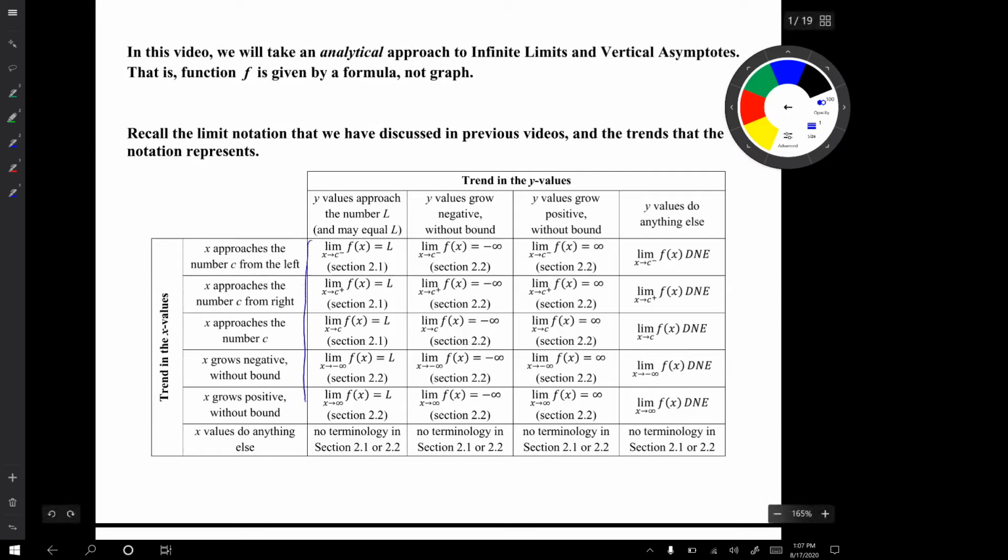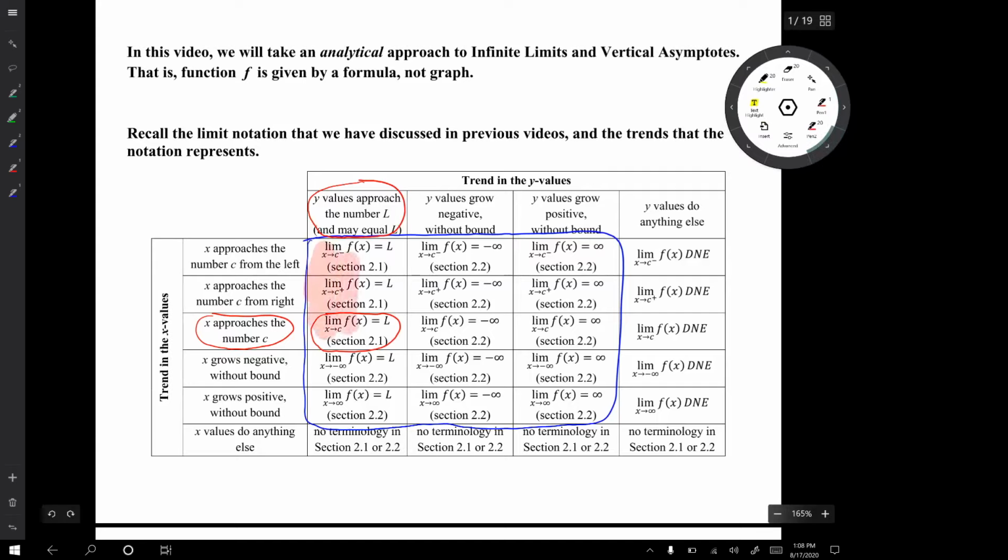We have this collection of symbols involving the limit. So for instance, this symbol represents the following trend. As x approaches the number c, the y values approach the number L and may actually equal L. And remember, that means that the graph is heading for the xy location, c comma L. And remember that that was something that we discussed in section 2.1 of the book.